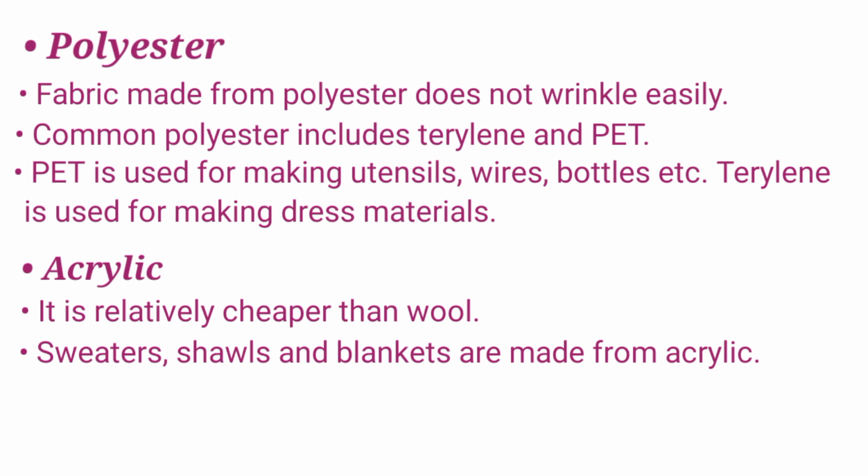Polyester. Fabric made from polyester does not wrinkle easily. Common polyesters include cellulose and PET. PET is used for making utensils, wires, bottles, etc. Cellulose is used for making dress materials.